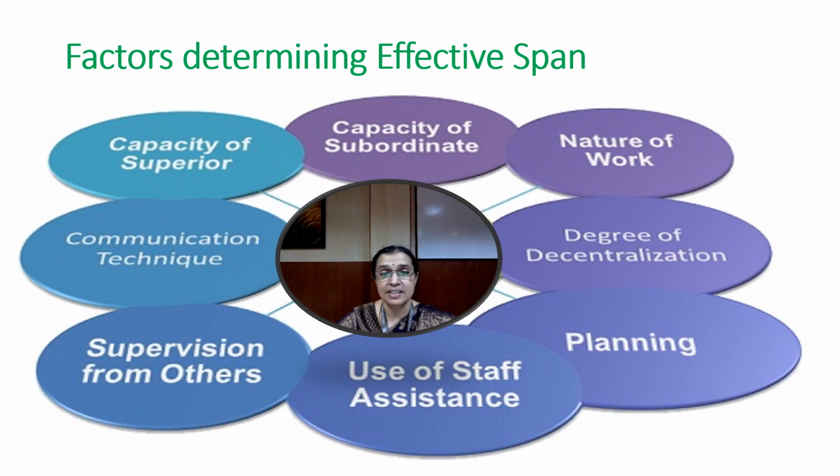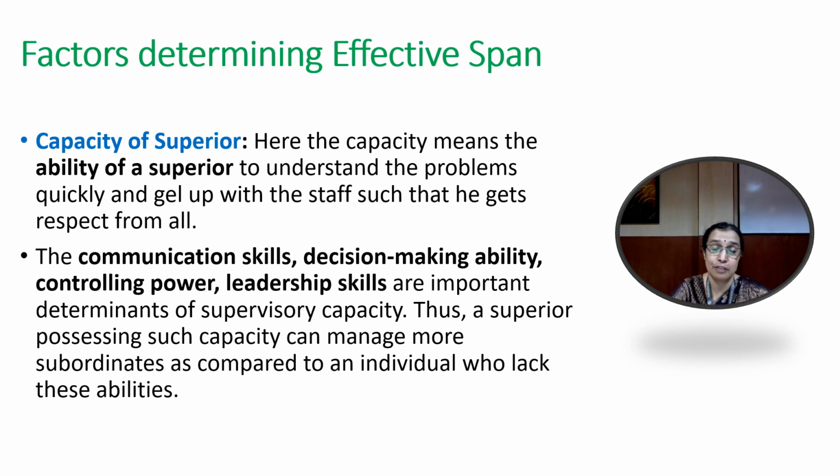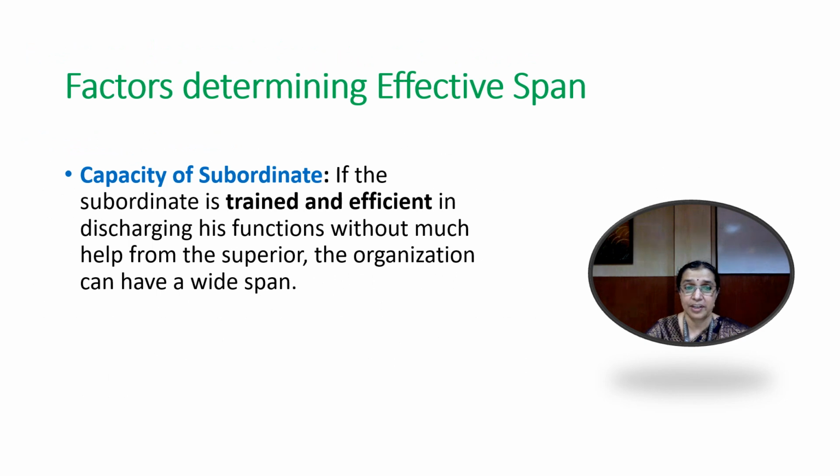So there are a lot of factors which determine the effective span. Let us look into it one after the other. As I said before, the capacity of the supervisor is very important, because if the manager or supervisor is highly capable, whether in decision making ability, communication ability, or leadership skill, and the supervisor is very effective in all these, then you can think about having a flatter structure. Depending upon the nature of the job and the capability of the supervisors, you can decide what span can be taken into consideration.